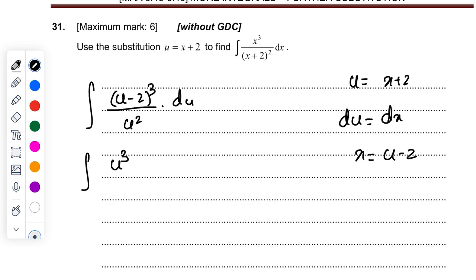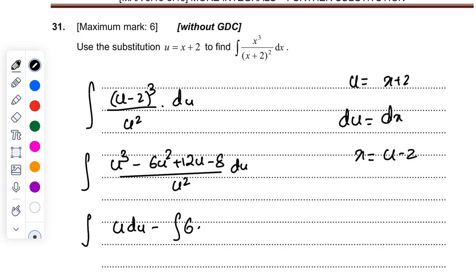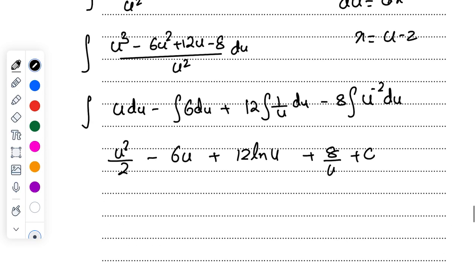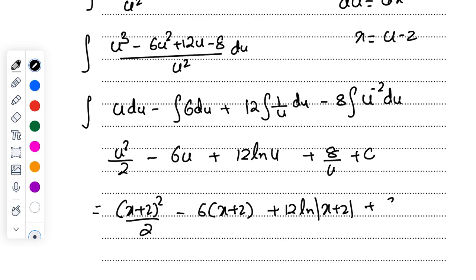u minus 2 whole cube is u cube minus 6u square plus 12u minus 8, upon u square, du. So now divide it out. u cube by u square is u du, minus 6 du, plus 12 times 1 upon u du, minus 8 u power negative 2 du. So it becomes u square upon 2 minus 6u plus 12 ln u plus 8 upon u plus c. What is u again? x plus 2. So it becomes x plus 2 whole square upon 2 minus 6 times x plus 2 plus 12 ln of x plus 2 plus 8 upon x plus 2 plus c. That's going to be the answer.